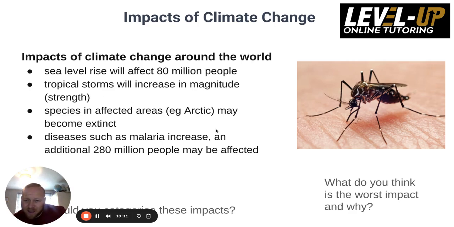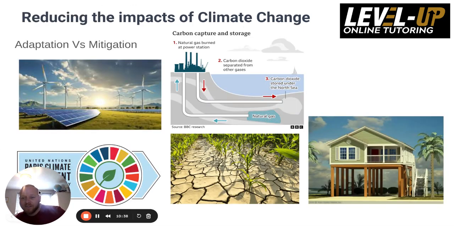Different species are going to be affected. If Arctic ice is melting, polar bears, for example, can't use that ice to hunt from. And malaria is carried through mosquitoes, and mosquitoes thrive in hot tropical climates. So if hot weather is spreading away from the tropics, mosquitoes are already going further afield, and therefore malaria, unfortunately, is going to affect up to 280 million extra people. Okay, not good. And then finally, what we're doing about it.